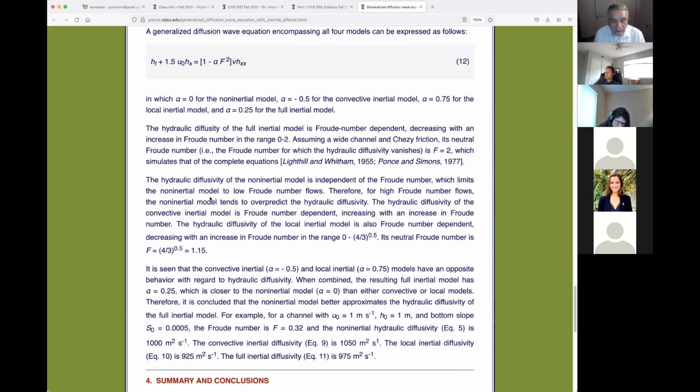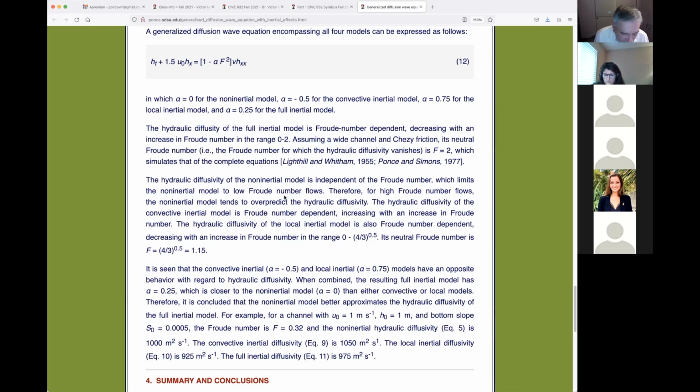The hydraulic diffusivity of the non-inertial model is independent of the Froude number. That's a Hayami formula, which limits a non-inertial model to low Froude number flows. And now this is interesting. I think we said in the previous paper that the effect of the Froude and Vedernikov numbers on the diffusivity is small. Well, that depends on how much flow you are running through. If you're running hydraulics with large flows, it may be substantial. But if you're running hydrology with relatively small laminar type, very small depths, it may not be substantial. You'll have to really work hard to get some showing on the difference between the kinematic and hydraulic diffusivities.